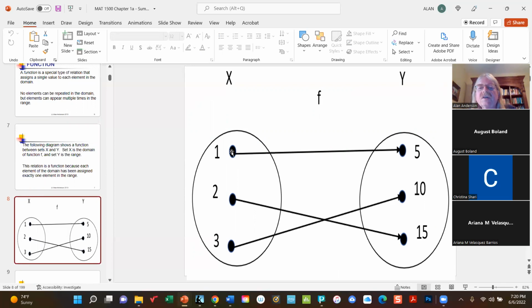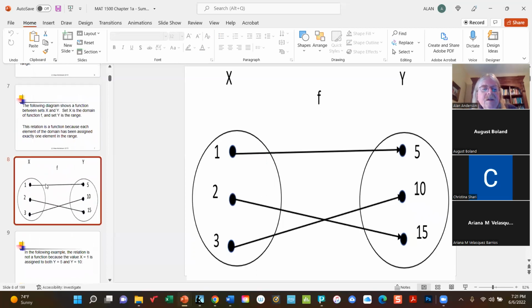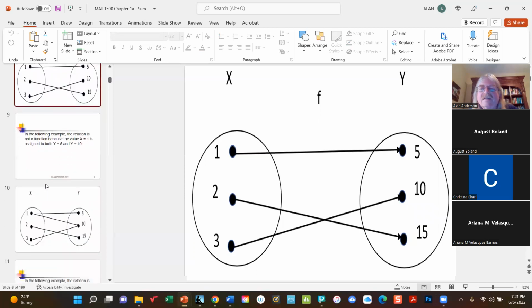So this relation is in fact a function because each of these x's is associated with exactly one y, with no exceptions. Okay, 1 is associated with 5, 2 is associated with 15, and 3 is associated with 10. So this relation is also a function. But now let's look at some cases where that's not true.